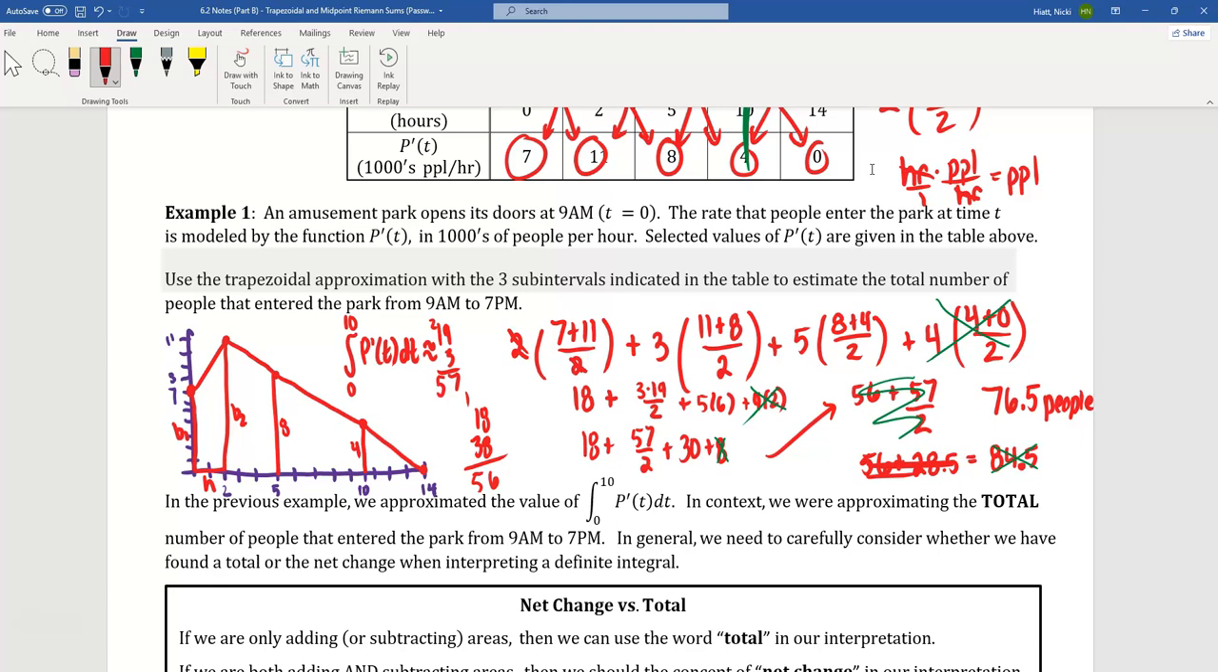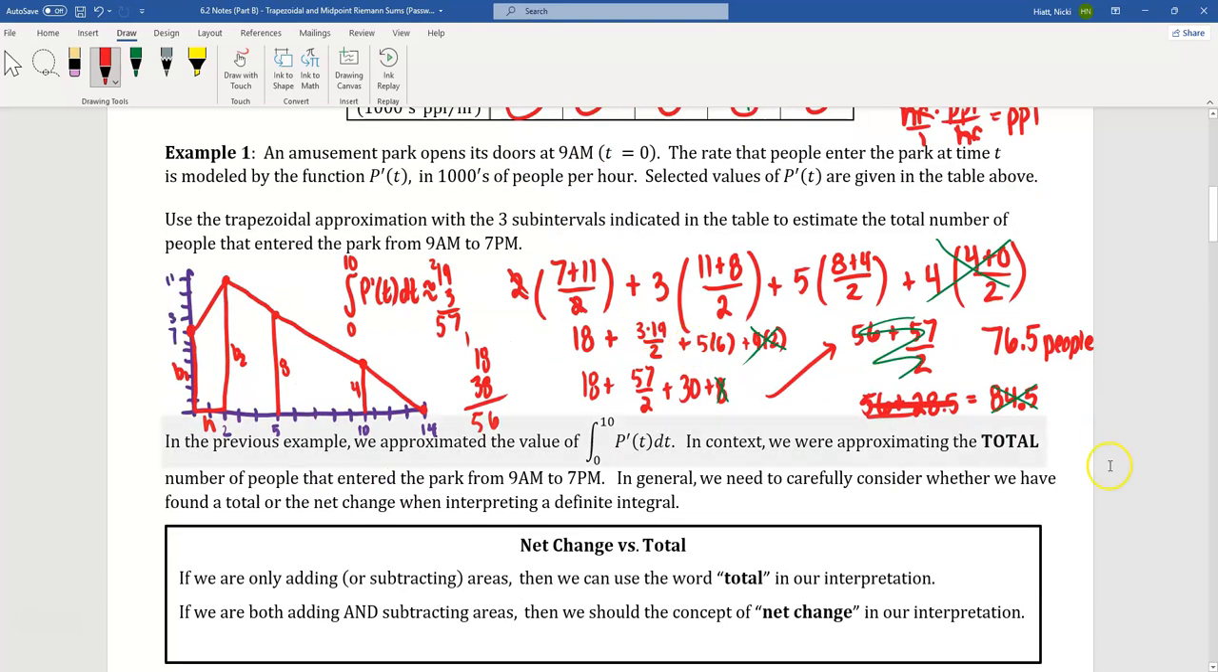So people are just constantly positively entering the park here, right? So our total amount of people is just increasing the whole time. So this is giving us a total for this. However, if we had some negative values here, if there were people leaving the park, then this would not be the total amount, but would be the net change, the change in the number of people. This is still the net change of people who entered the park. It's just also the total, right? If everything's positive, then the net change and the total equal each other.